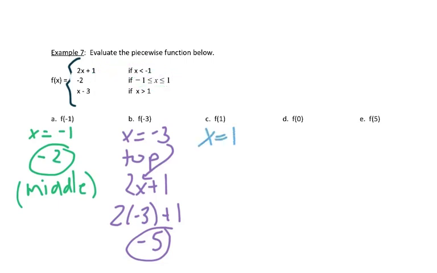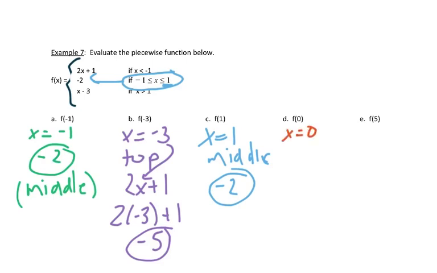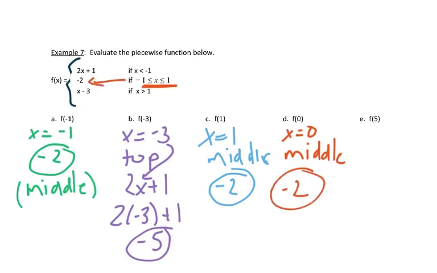So here we have x is equal to 1. That's right here because of this equal to 1 part there. So we look over here, we use the middle row, and the answer is just -2. Here we get x is equal to 0. And if we look back over here, 0 falls between -1 and 1, so we're still using the middle row, which tells us that our answer again is -2.